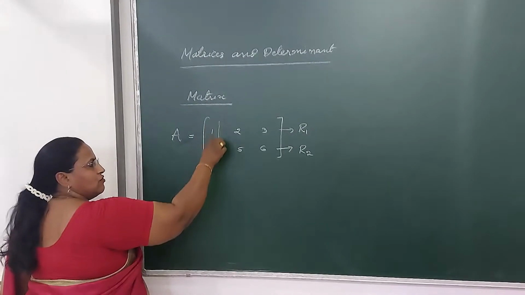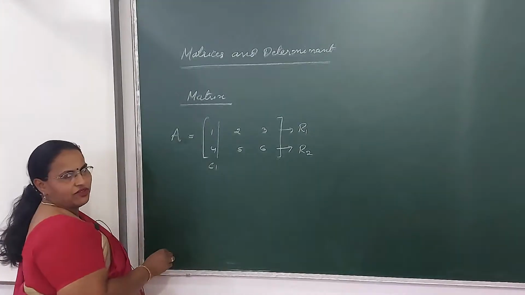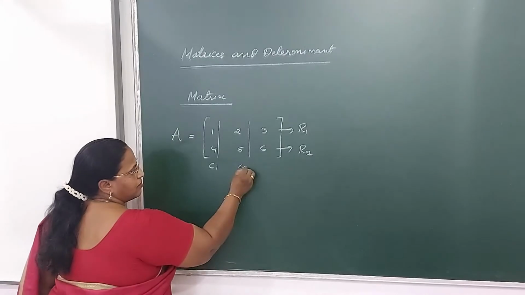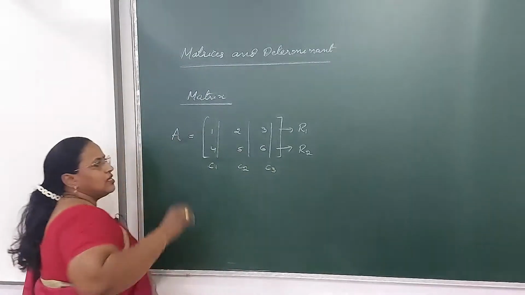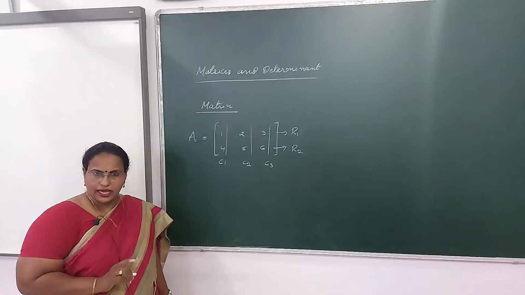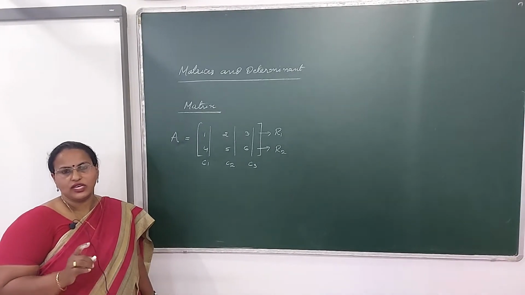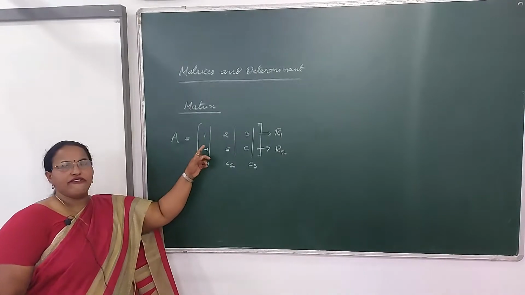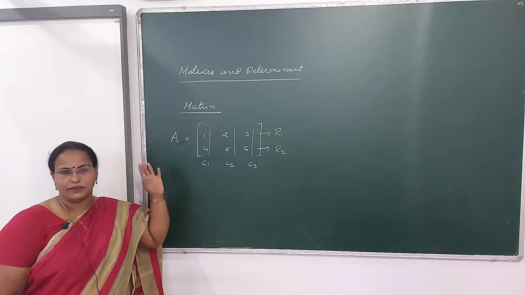Likewise, this is the first vertical arrangement and it will be denoted by C1. This is the second vertical arrangement. It will be denoted by C2 and this is C3. So basically this is an arrangement of 6 elements arranged in 2 rows and 3 columns. Now one more important thing, each and every entry of the given matrix is called as element.